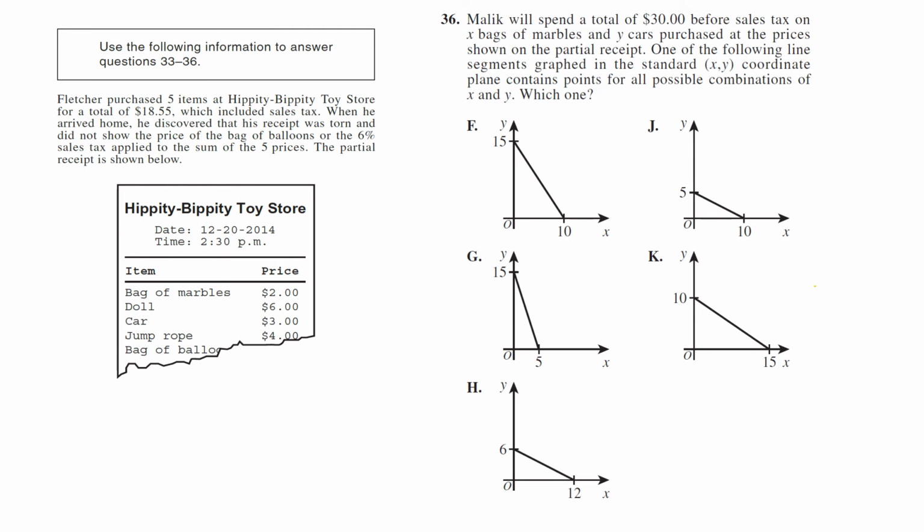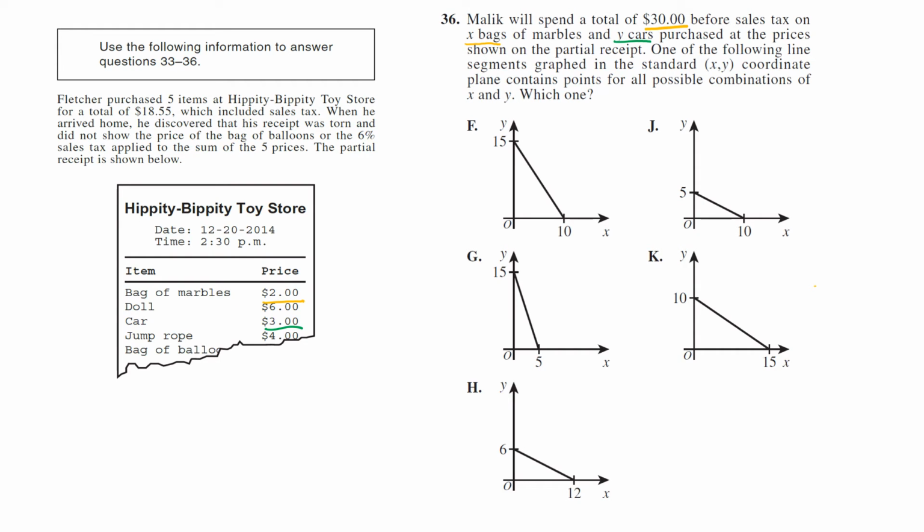Malik will spend a total of $30 before sales tax on X bags of marbles. Bags of marbles are $2 each. And Y cars. And cars are $3 each. Now the following segment's graphed, which one contains all the possible coordinates of X and Y?